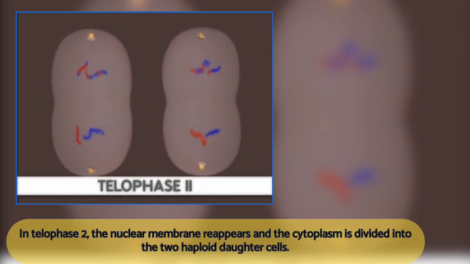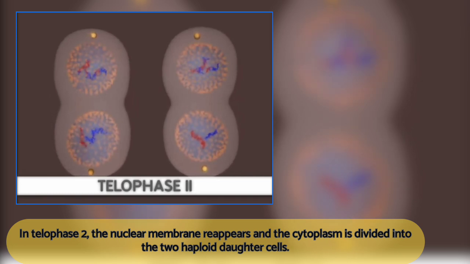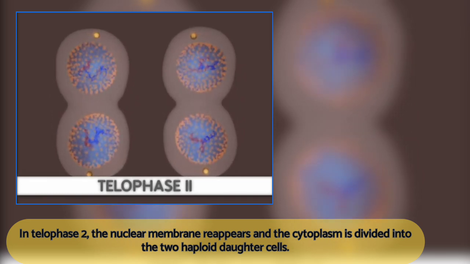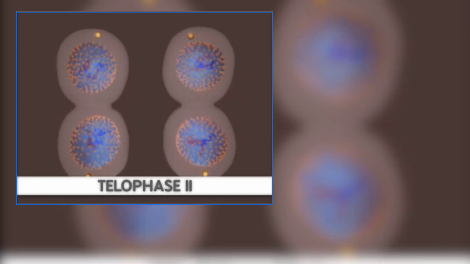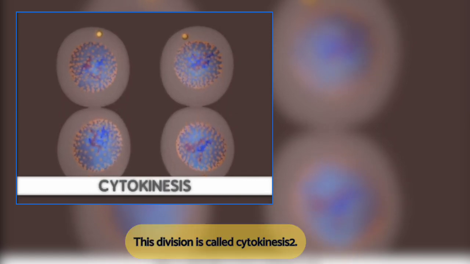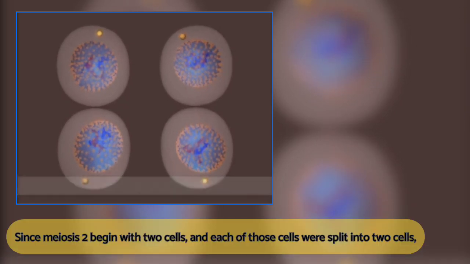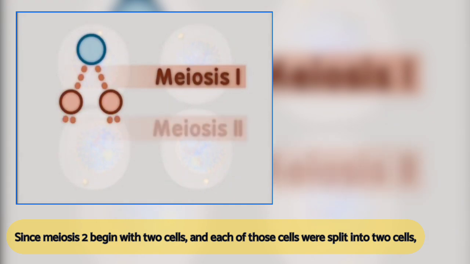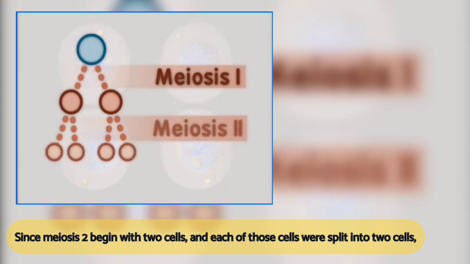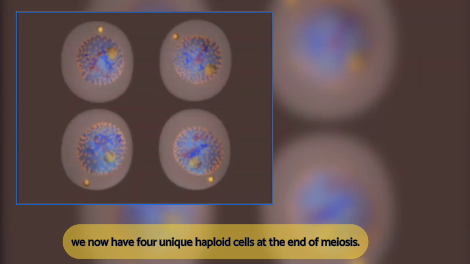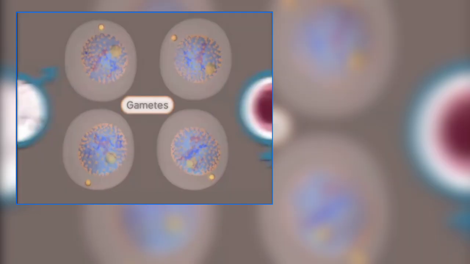In telophase 2, the nuclear membrane reappears and the cytoplasm is divided into two haploid daughter cells. This division is called cytokinesis 2. Since meiosis 2 begins with two cells and each of those cells is split into two cells, we now have four unique haploid cells at the end of meiosis. These cells are called gametes.